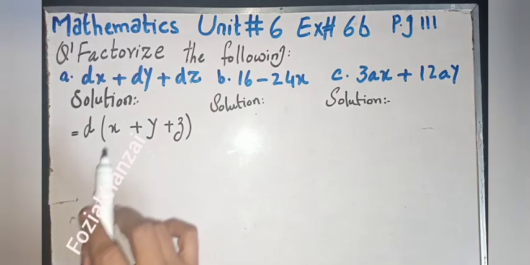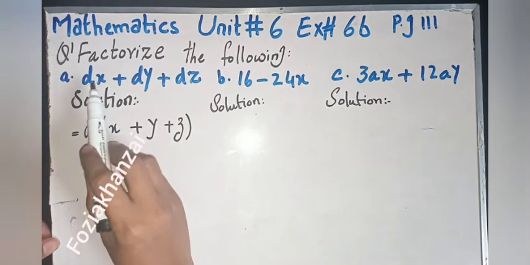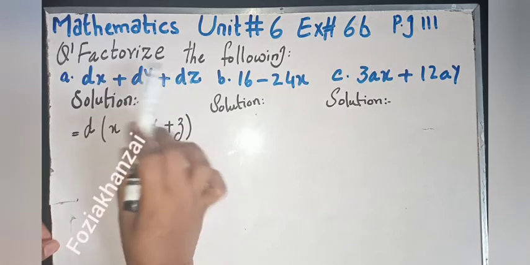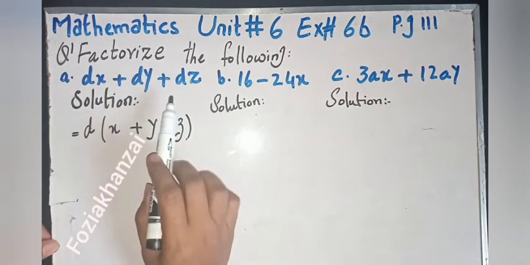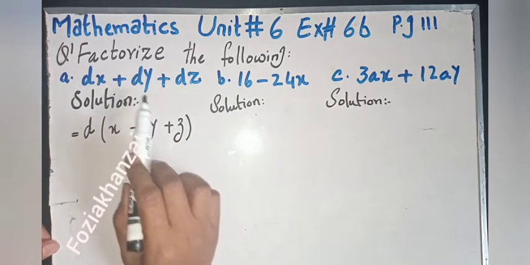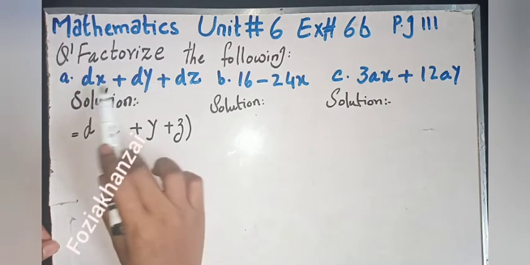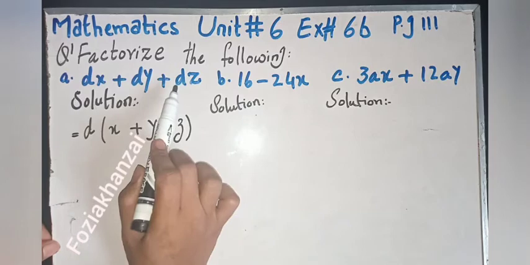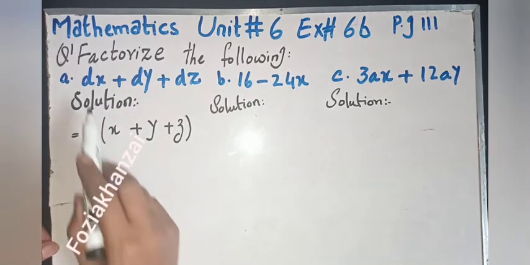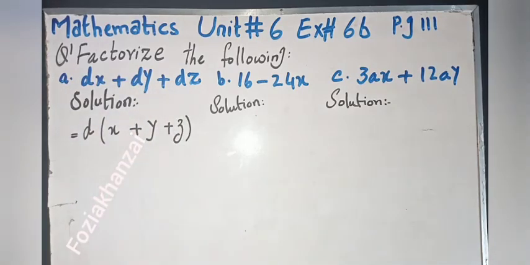The first part, a different method we will apply in this exercise. Now first part, dx plus dy plus dz. Three terms are given in this question. In this part, first check the common variable. d is common in all three terms, so we take out the common d. The remaining variables x plus y plus z are copied down as they are.